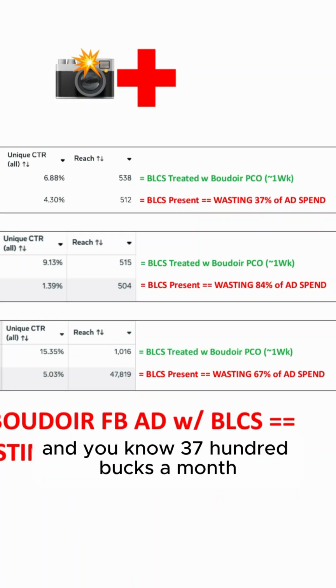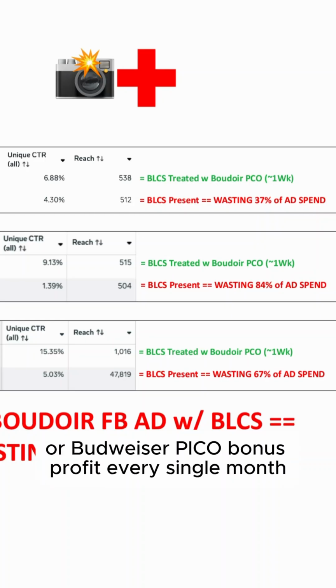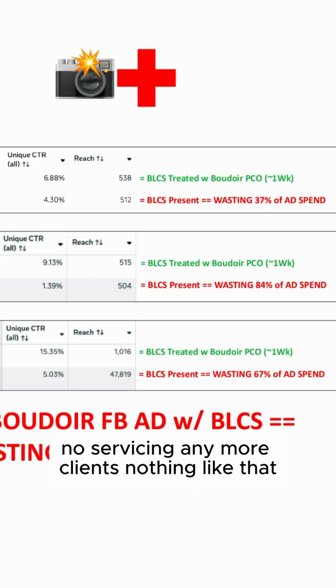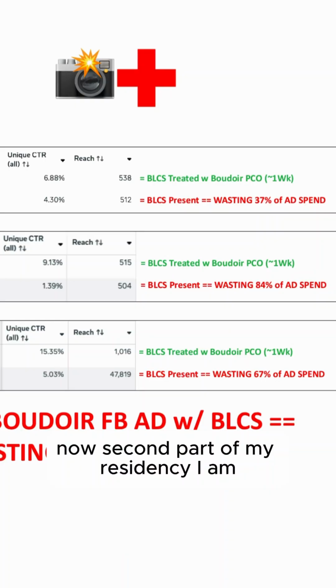And 3,700 bucks a month, kind of phantom profit or Boudoir Pico bonus profit every single month. After a year, that's like 40K without having to do any extra work, no extra fulfillment, no servicing any more clients, nothing like that.